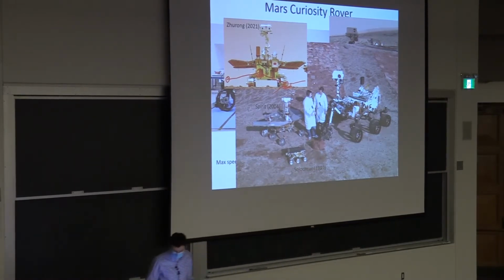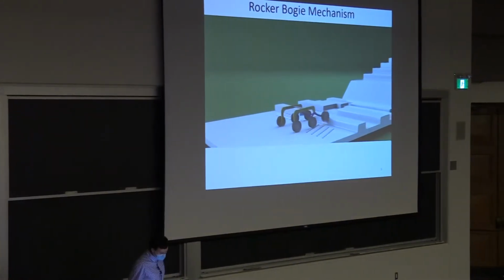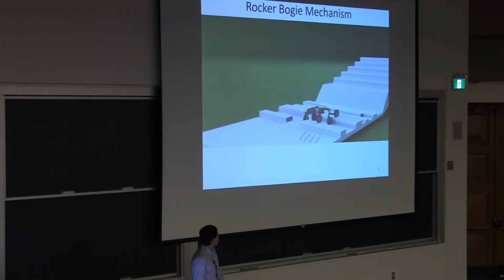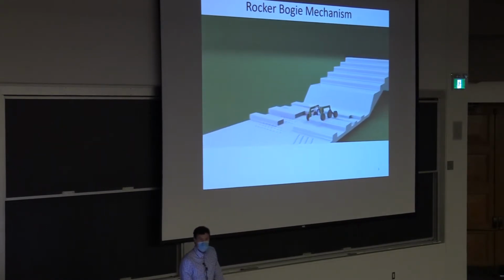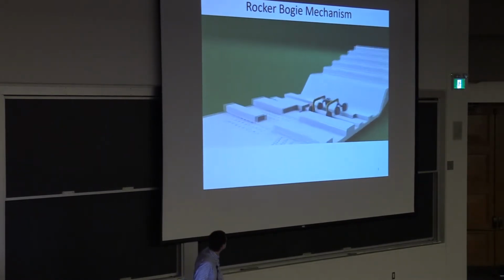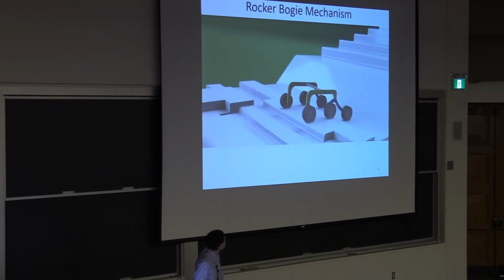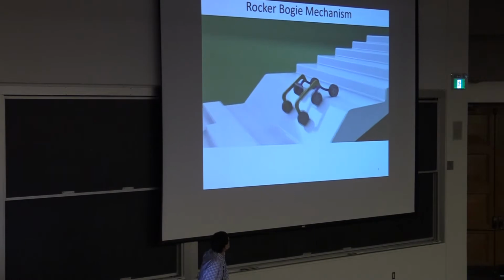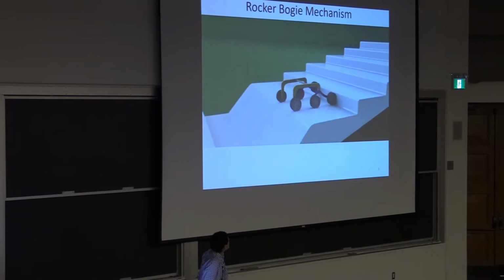And the reason this is used is because it can allow the wheels to move up and down really large distances. So you have 6 wheels, and imagine if each wheel had its own kind of suspension to be able to absorb these inputs.